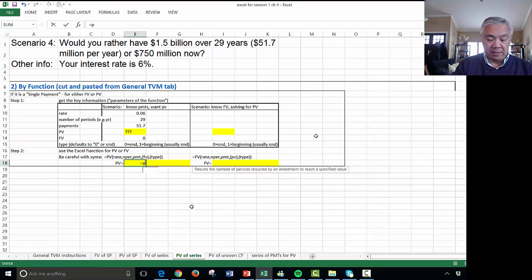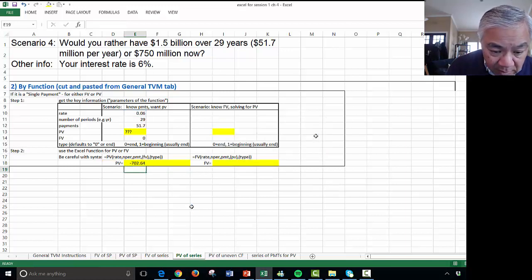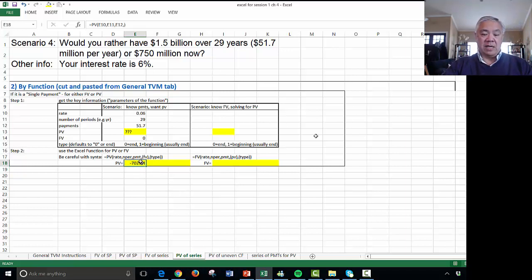So equals PV, open parens, what is the rate? 6%, comma. What is the period? 29 years, comma. What is the payment? $51 million, comma. Is there any subsequent payment? No. Close parens, enter. Oops. And the answer here is $702 million.